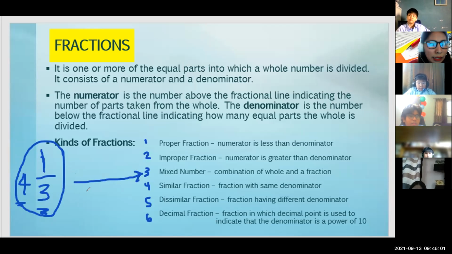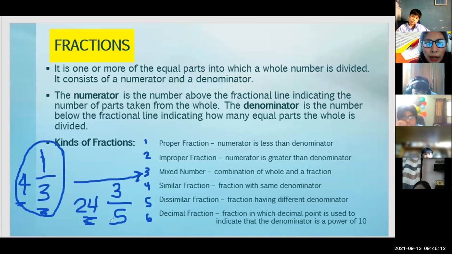What else? Let's say 24 and 3/5, like that. A combination of a whole number and a fraction is called a mixed number. Okay.